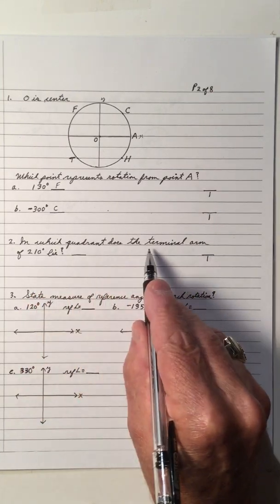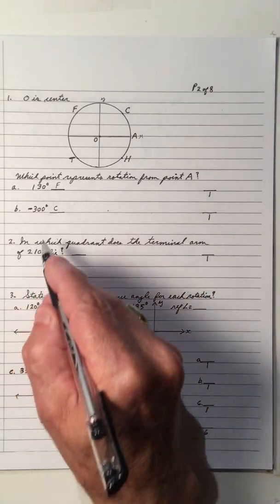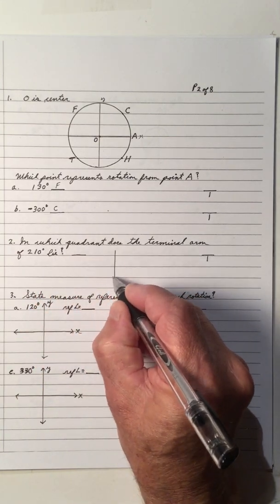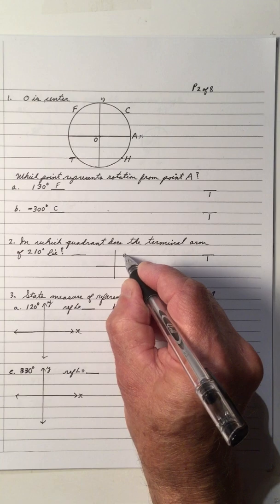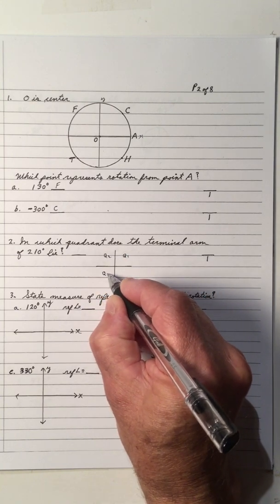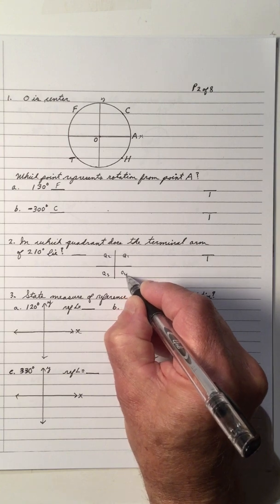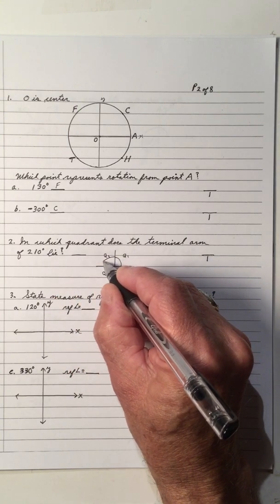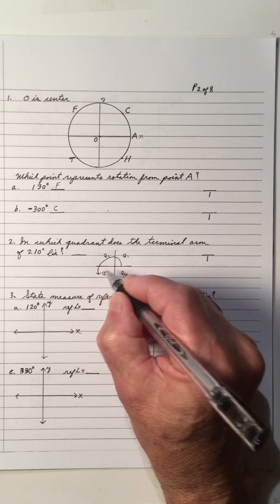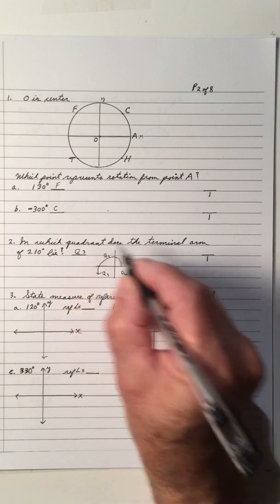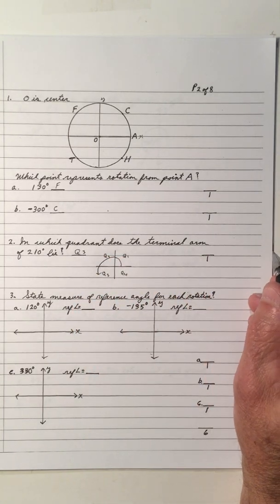In which quadrant does the terminal arm of 210 degrees lie? 210 lies in which quadrant? Let's see. Quadrant 1, 2, 3, 4. 210 will be 90, 180, and will be around right here. So that's quadrant 3. Give yourself a mark if you have quadrant 3.